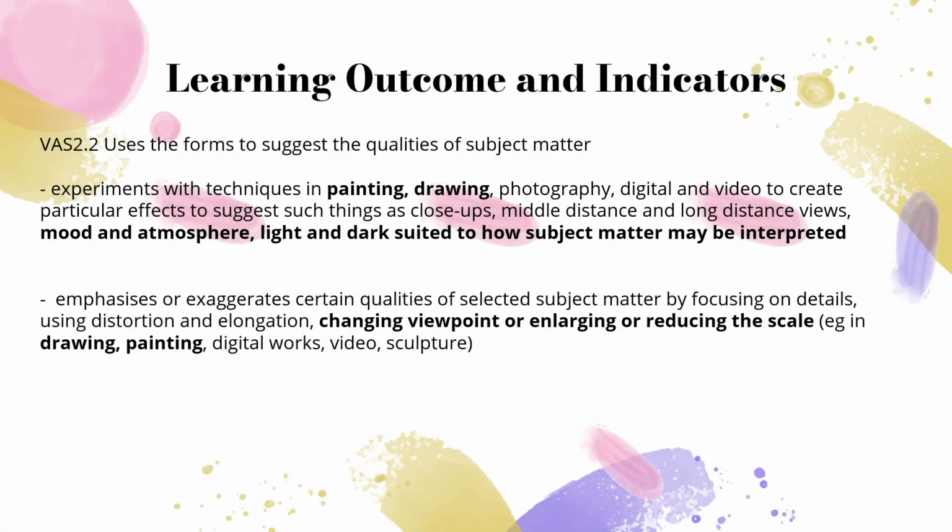This is the learning outcome that I've selected, which has been taken straight from the NESA Creative Arts syllabus for Stage 2. The main outcome is VAS 2.2, using the forms to suggest the qualities of subject matter. Below describes the outcome content that's being integrated. This unit will mainly focus on the painting and drawing aspect of this content, so how techniques in painting and drawing create mood and atmosphere, how light and dark is used to affect subject matter, and how modifying the scale can exaggerate certain qualities of subject matter.